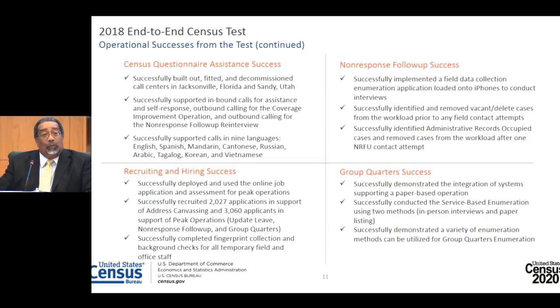We made the decision during the end of the 18 tests that we would not use outbound calling for non-response follow-up re-interview in 2020. The number of calls you had to make for the response that you got was just not worth the lift. We learned that also when we had ACS, which did an outbound calling operation, a CATI operation, which about 1.5 years ago, we closed out the CATI.